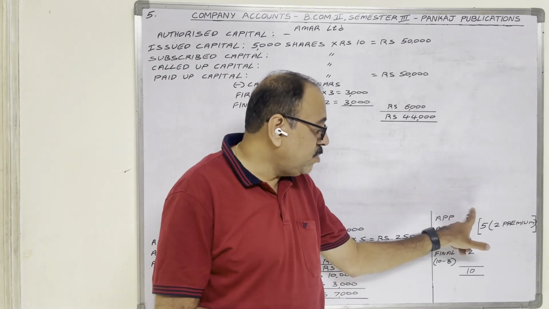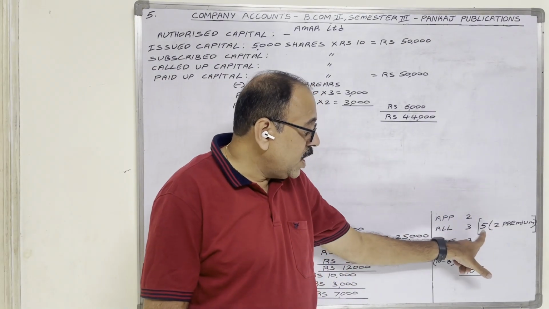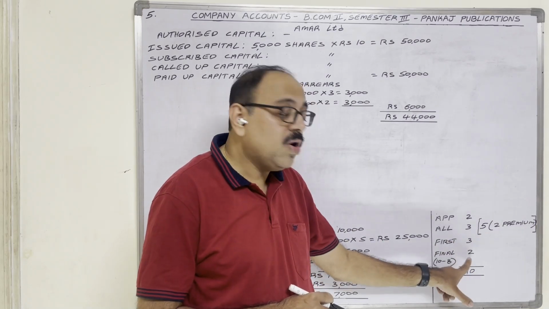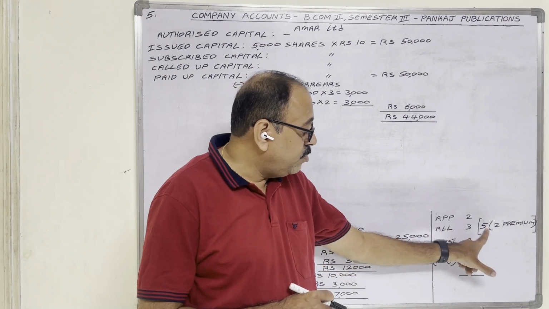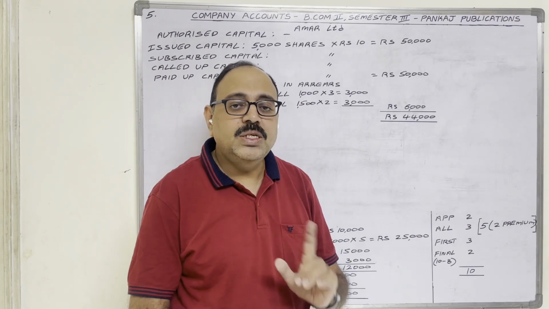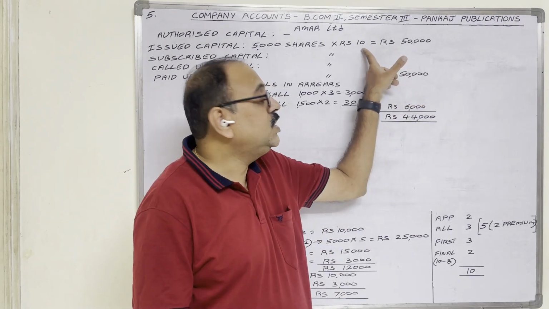Because application money is 2 rupees. Through allotment, the company is going to collect 5 rupees, no? First call 3, final call 2. So 2 plus 5 plus 3 plus 2, total 12 rupees. So the issue price is 12 rupees, but the face value is 10 rupees.